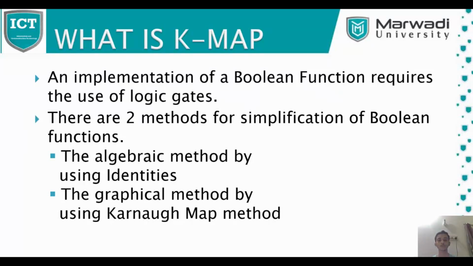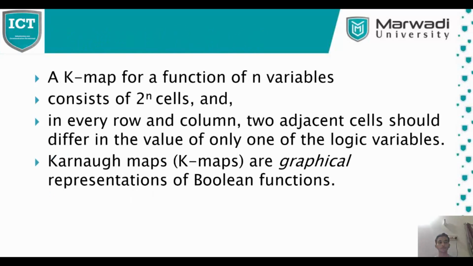An implementation of a Boolean function requires the use of logic gates. There are two methods for simplification of a Boolean function. First is the algebraic method by using identities, and the second is the graphical method by using the Karnaugh map method.